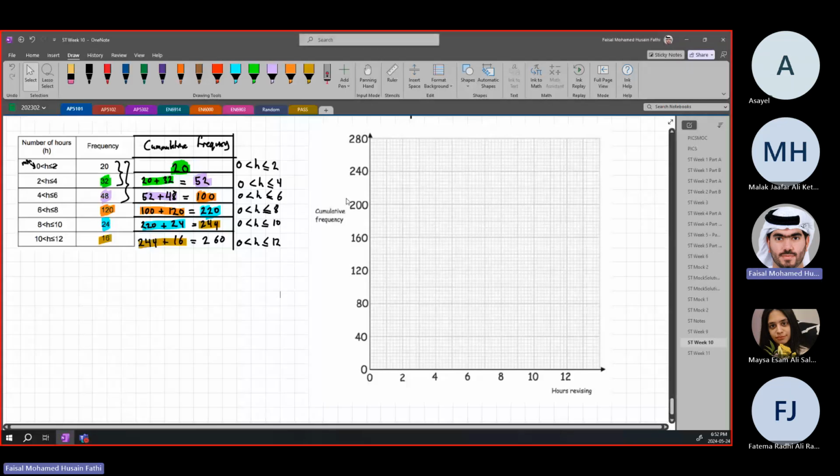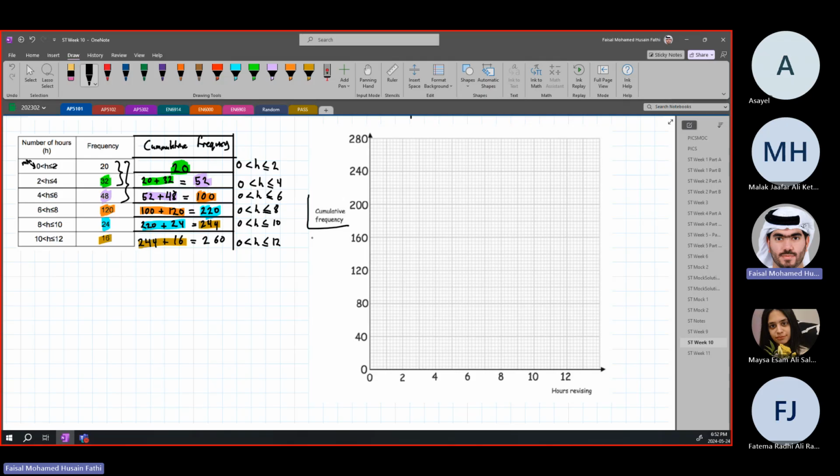So the very first value, again, look, if you notice here, this says cumulative frequency. All right. This is where we are going to be plotting our frequency. The first range we have is going from 0 to 2, right? So since we are going from 0 to 2, we are going to get 20. So we go to the point 20 over here from 0 to 2. This is going to be our first point on our graph.